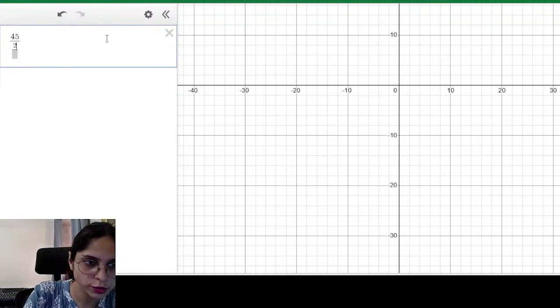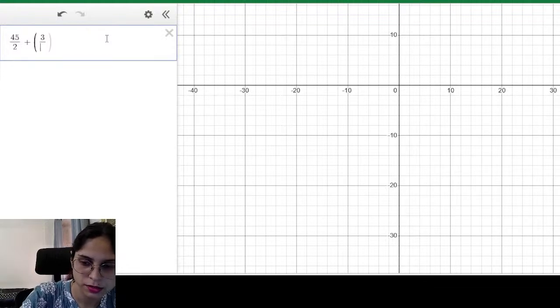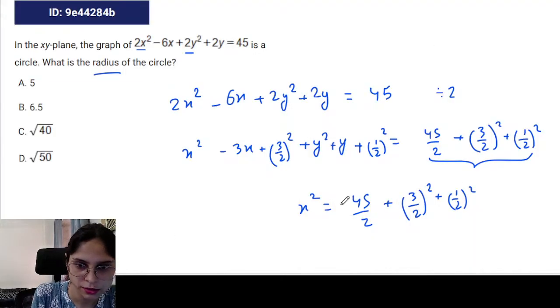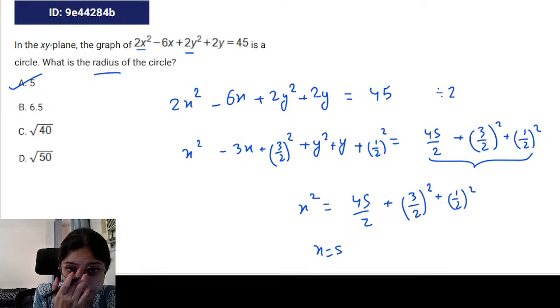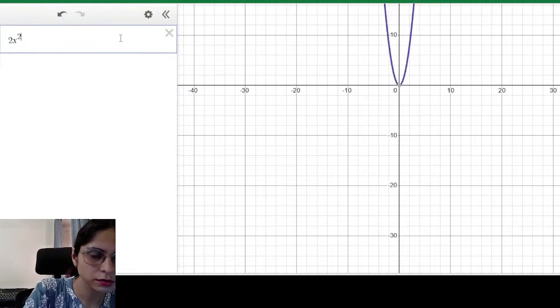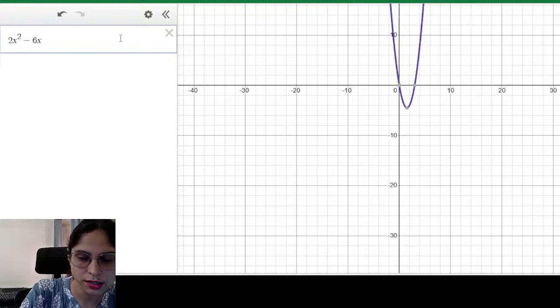So 45 over 2 plus 3 half squared, and 1 half squared is just 1/4. 25 is the radius squared, so x is going to be 5. Alright. If you directly put this in Desmos, then what will happen, you will be able to guess somewhat.